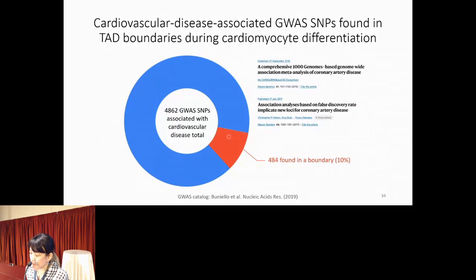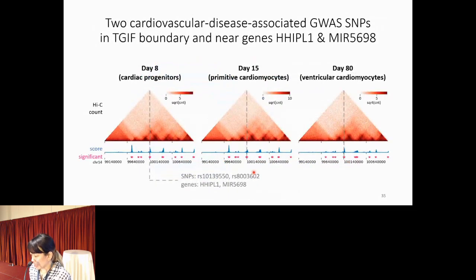Finally, we've started to analyze disease-associated GWAS SNPs and their relationship with differential or static boundaries that are identified by TGIF. Among about 4,800 SNPs associated with cardiovascular disease in the GWAS catalog, about 10% were found in a boundary in at least one of the time points during cardiomyocyte differentiation. So here is an example, we're showing 2 GWAS SNPs and their associated genes that are falling on a shared TGIF boundary or a static TGIF boundary marked by this gray vertical line. And we plan to further analyze these SNPs for different types of enrichment and different types of boundaries, and demonstrate how TGIF can be used as a hypothesis generation tool in understanding variation.